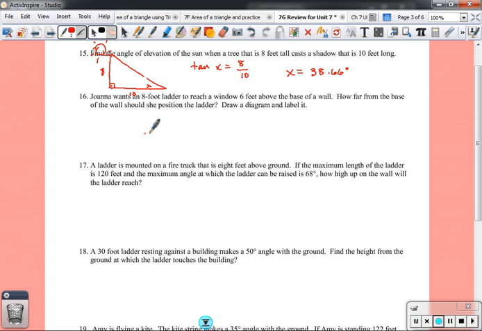Joanna wants an 8-foot ladder to reach a window that is 6 feet above the base of the wall. So there's the 6 foot, the window's up here. We want the ladder to reach that. It's an 8-foot ladder. How far from the base of the wall should she put the ladder? Okay, so we want to know what's this distance here. We're looking for this distance here.